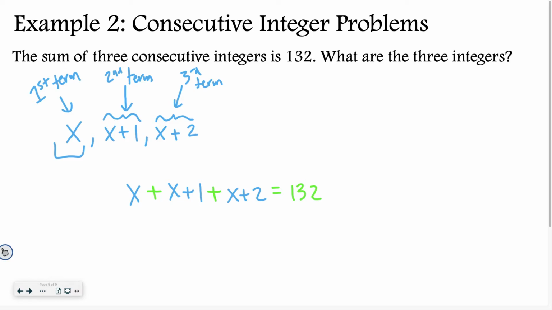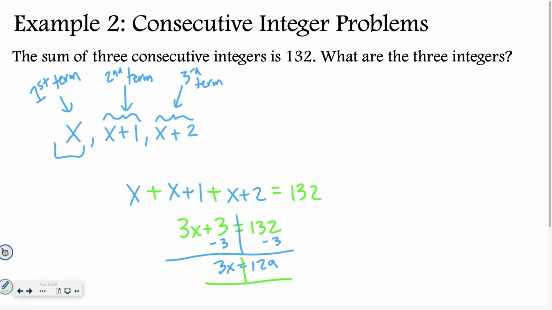I can see I have 3 different x's listed there, so I'm going to say 3x plus, and then I have a 1 and a 2. So 3x plus 3 equals 132. And then it's just like the problems we were working with. I would start farthest away from x, so I'm going to say minus 3, minus 3. 3x equals 129. And then to get x by itself, I would divide by 3. So I have x equals 43.